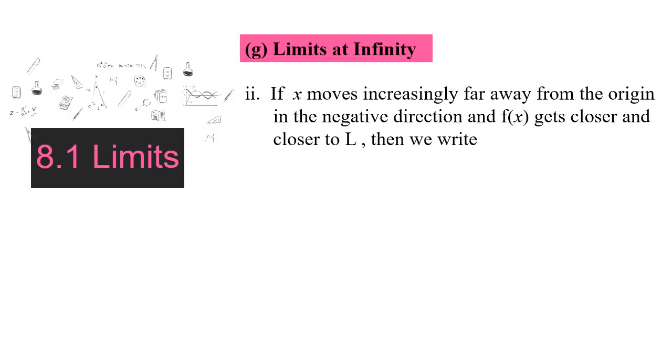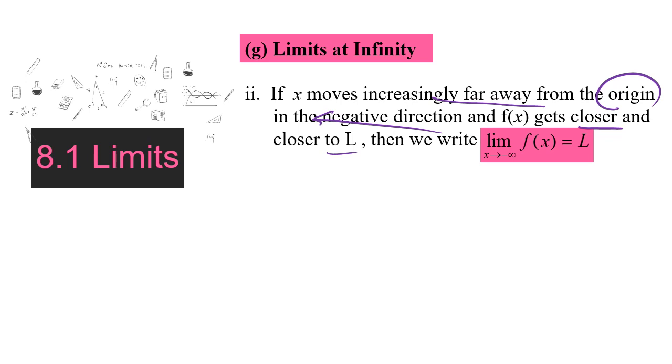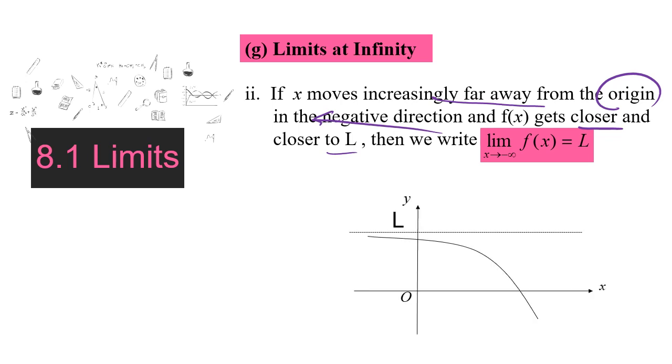The same goes for negative infinity. If x moves increasingly far away from the origin in the negative direction and f(x) gets closer to a value of L, then we write the limit of f(x) as x approaches negative infinity equal to L. From the graph here, we can see that as x approaches negative infinity, it's going to the left side, and the graph is converging to a value of L, but it's not going to cross L. So as x approaches negative infinity, f(x) will approach this value of L.